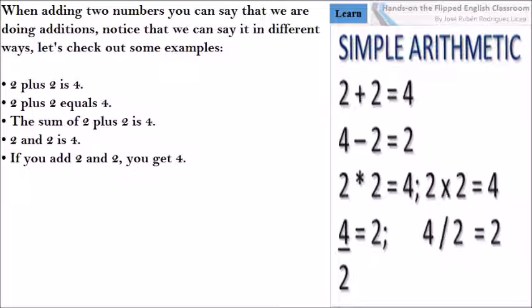When adding two numbers you can say that we are doing additions. Notice that we can say it in different ways. Let's check out some examples. 2 plus 2 is 4. 2 plus 2 equals 4. The sum of 2 plus 2 is 4. 2 and 2 is 4. If you add 2 and 2, you get 4.